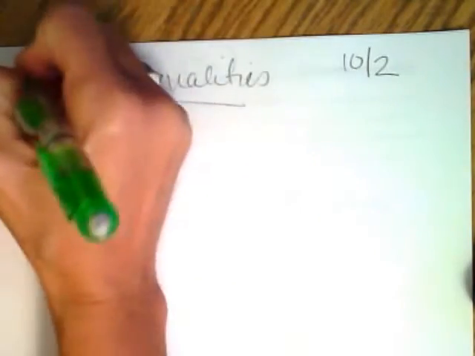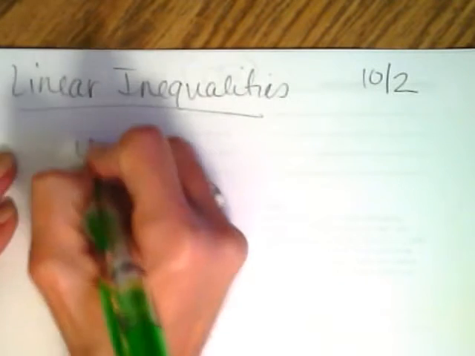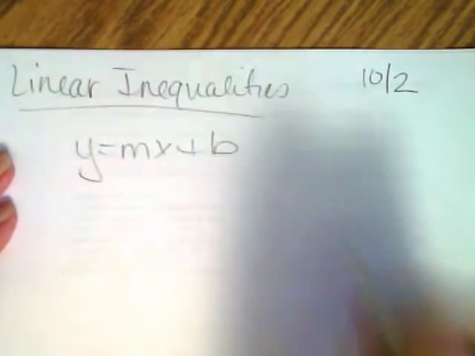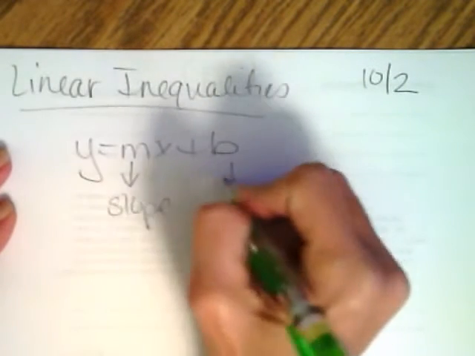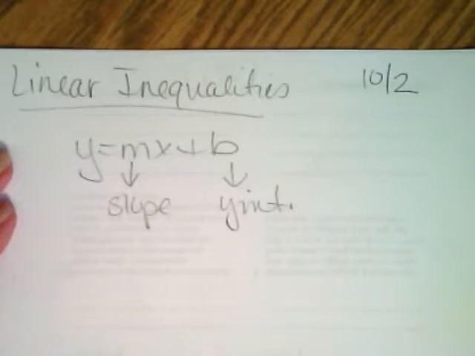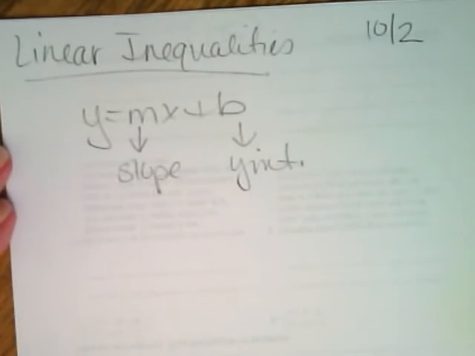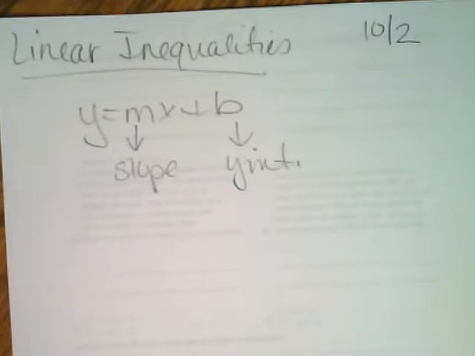Linear inequalities. The notes are going to be brief because it is just one slight change in a linear equation. As you know, a linear equation takes the form of y is equal to mx plus b. That is slope-intercept form. M is your slope, b is your y-intercept. A linear inequality is going to be a linear equation, but instead of the equal sign, it's going to have a greater than, a less than, a greater than or equal to, and a less than or equal to.